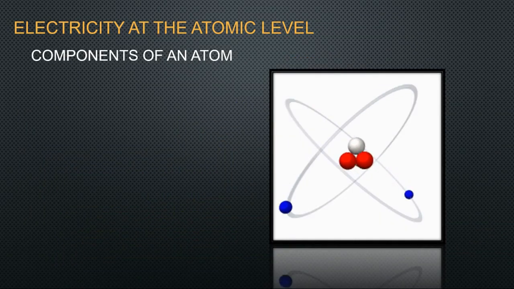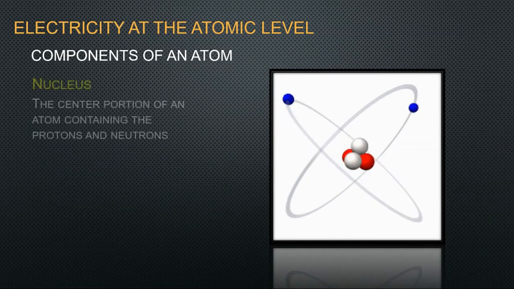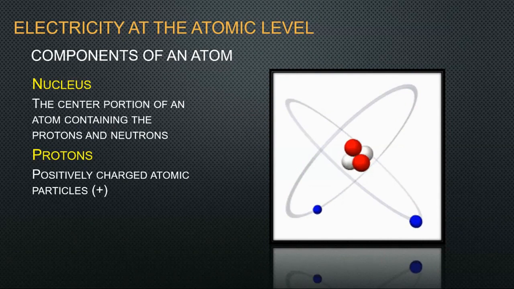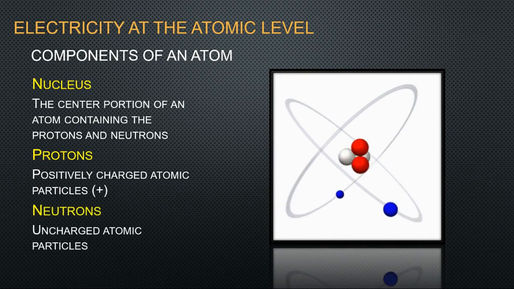Every atom is made up of the same parts. The nucleus is the part in the center, consisting of protons and neutrons. Protons are positively charged atomic particles, and neutrons are uncharged or neutral atomic particles. These are the particles that give an atom its mass.